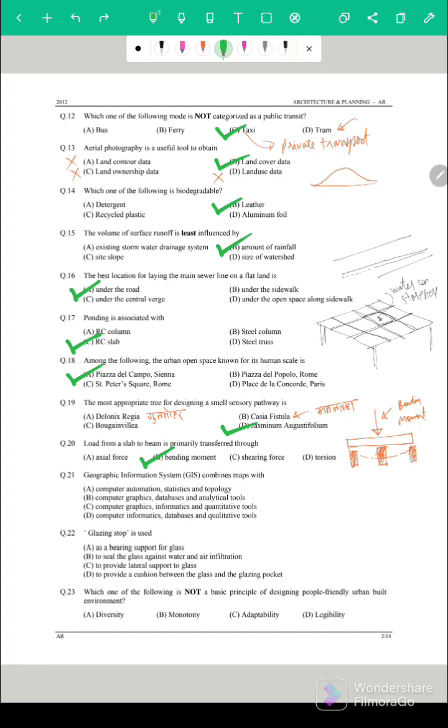Next question is, Geographic Information System GIS combine maps with? So generally GIS or geographic information system is a system designed to capture, store, manipulate, analyze, manage and present all types of geographical data, and it combines with computer informatics, database and qualitative tools. So the correct answer is option number D.